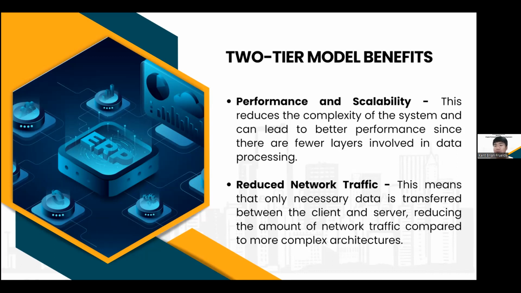Next, we have reduced network traffic. With a two-tier model, most of the data processing and business logic are handled on the client side or the database server side. This means that only necessary data is transferred between client and server, reducing the amount of network traffic compared to more complex architectures.